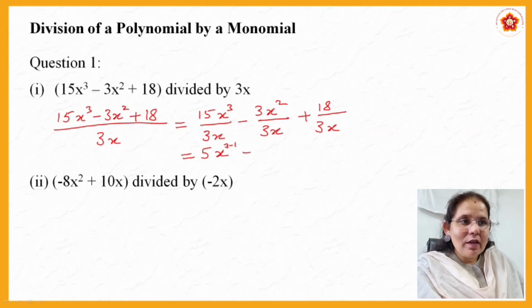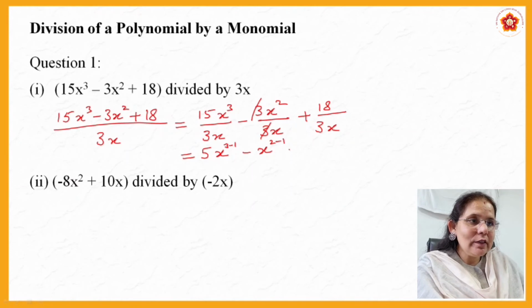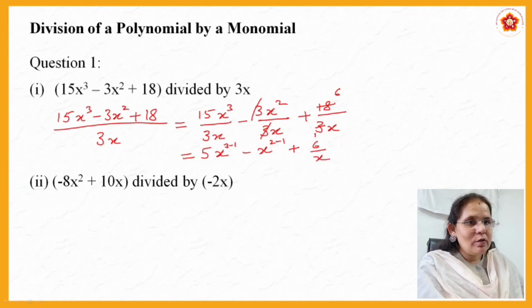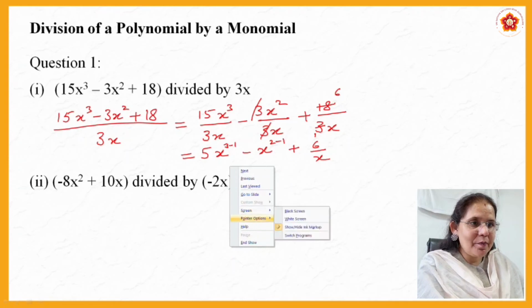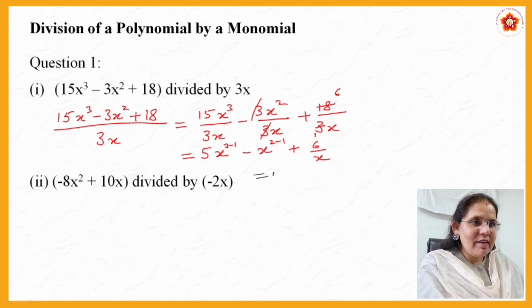Same way, in the second term, 3 and 3 get cancelled. You are only left with x raised to the power 2 minus 1. Third one, if you see, 3 ones are 3, 3 sixes are 18. So this is 6 by x. So what is your answer here? Answer is 5x square minus x plus 6 upon x.